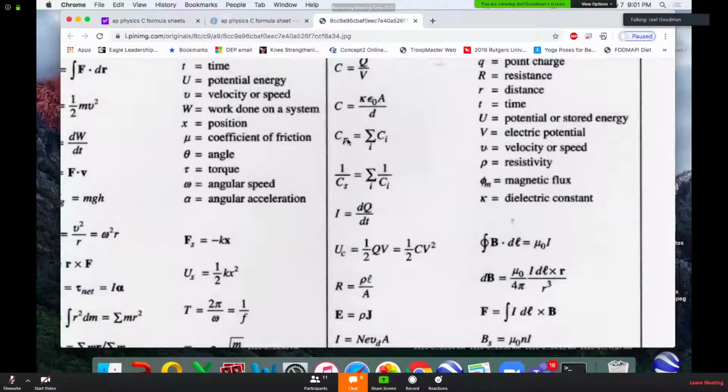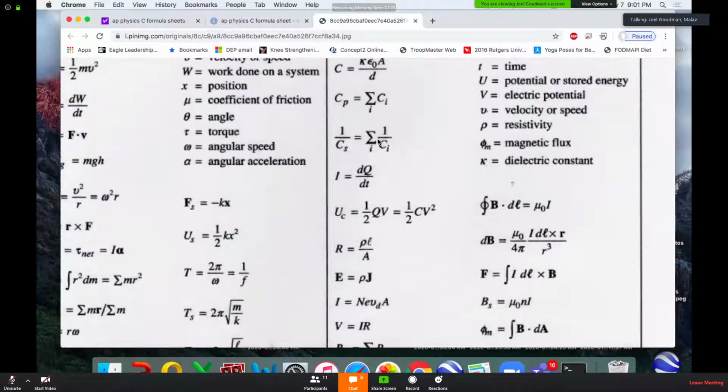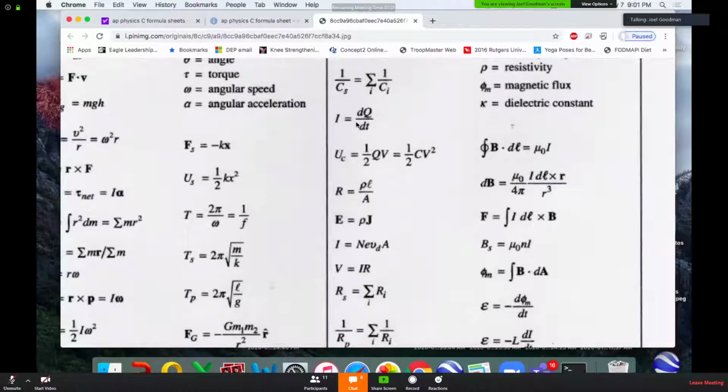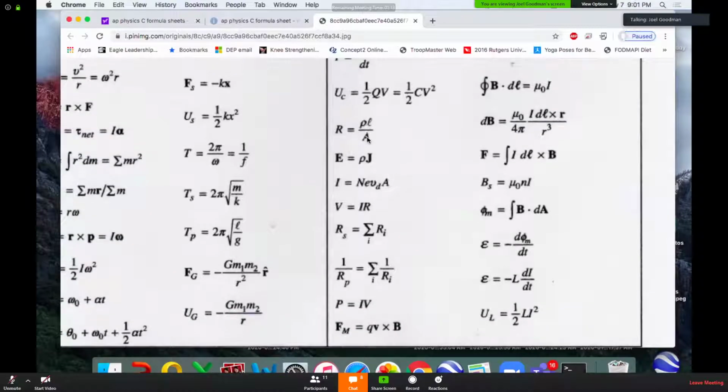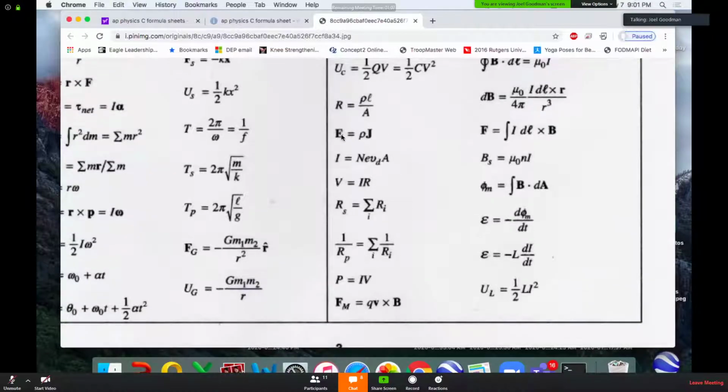Capacitors, that P stands for parallel. If you're in parallel, you add up your capacitors. If you're in series, it's the 1 over capacitance rule. The change in charge over the change in time is your current. This is the potential energy of the capacitor. We just did a bunch of those, didn't we? The resistance formula. Now, what in the world is this?